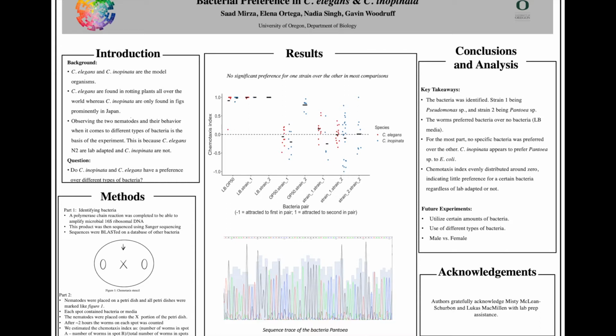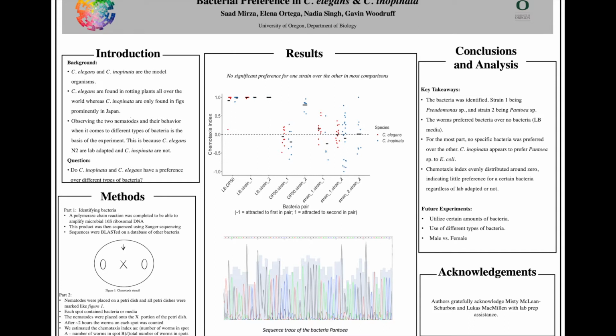So this was done by a polymerase chain reaction, and it was basically amplifying the microbial 16S ribosomal DNA. This product was then sequenced using Sanger sequencing, and then the sequences were blasted on a database of other bacteria. So basically, after we got the sequence trace over here, we were able to put it into a program and identify the bacteria.